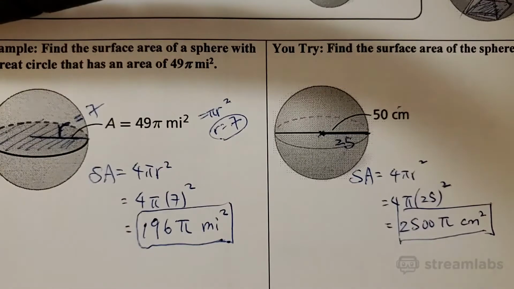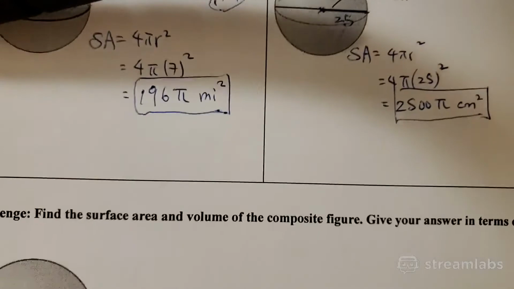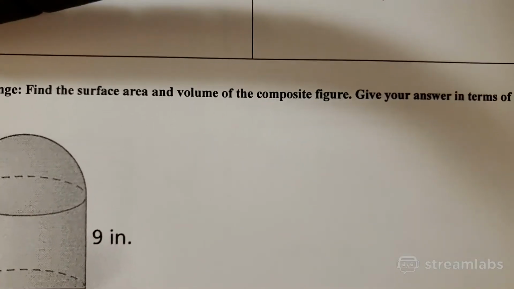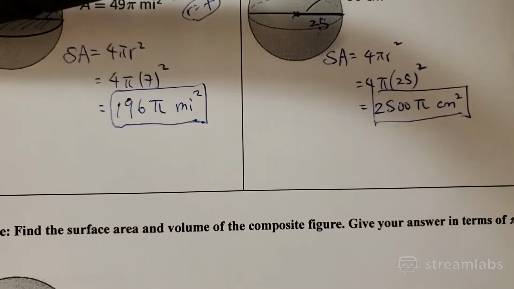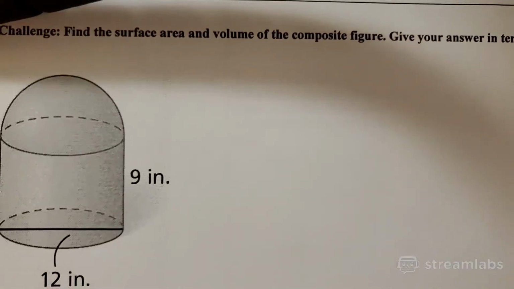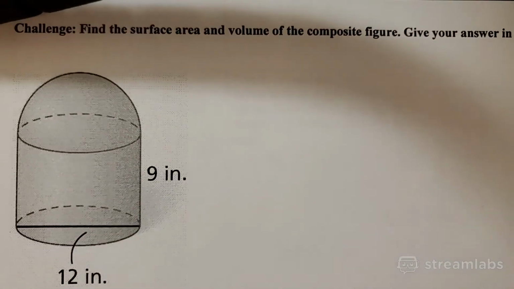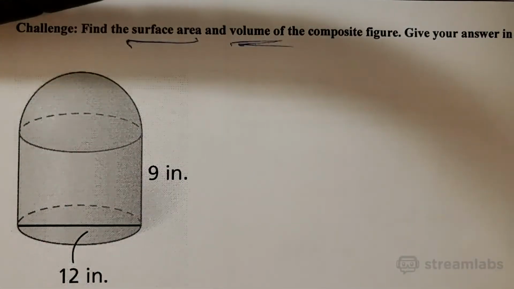Now, obviously, the challenge part is once again going to be the composite figure that we have. Oh, are we okay with 2,500 pi? We're good, right? Okay. The last one is this. Why don't I give you 2 minutes and you work on this? You want to find not just the surface area, but also the volume. You can do it in any order, okay?